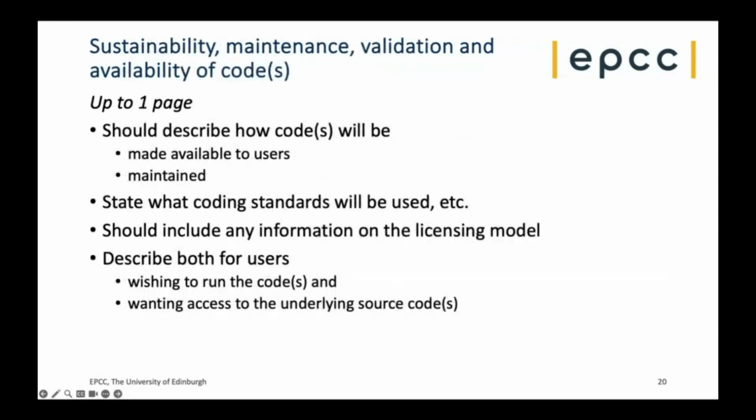The next section is sustainability, maintenance, validation, and availability of the code. This is up to a page. You should describe how your code will be made available to users and how it will be maintained. Here you can state what coding standards will be used and so on. You should include any information on the licensing model. This should be described both for users who wish to run the code and for anybody who wants access to the underlying source code.